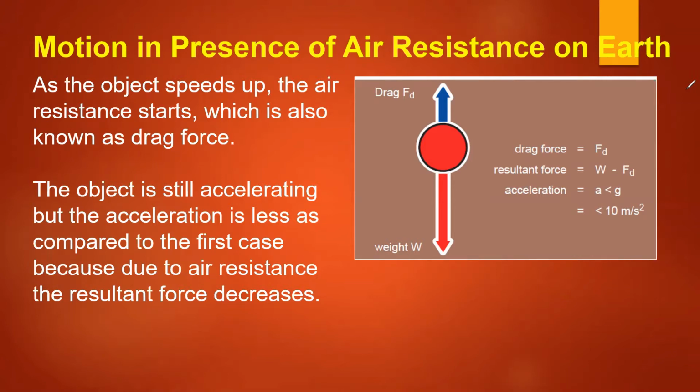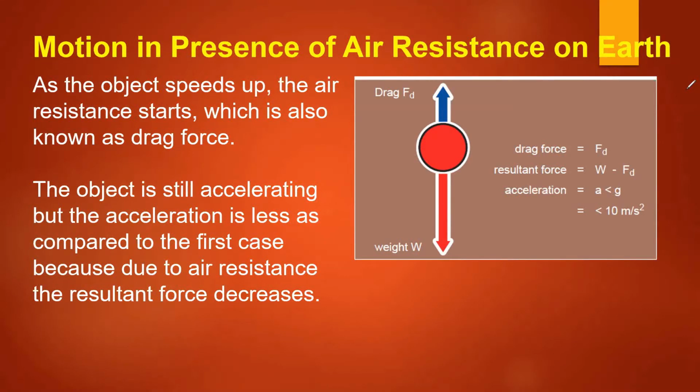So my heading is motion in presence of air resistance on Earth. Still, I'm talking about Earth because I'm going to take the value of g, that is 10, for gravity. So that's why I'll consider this object on Earth. Now, when objects start falling from a certain height, in the beginning the value of the air resistance is 0, so it falls with the gravity, that is 10 meters per second squared. But after some time, what happens to it?